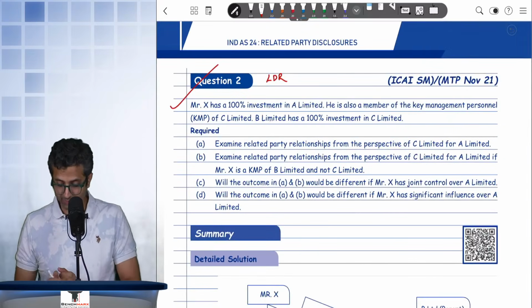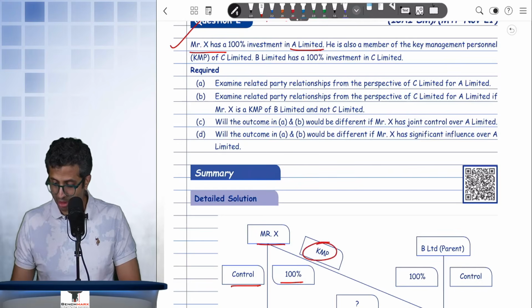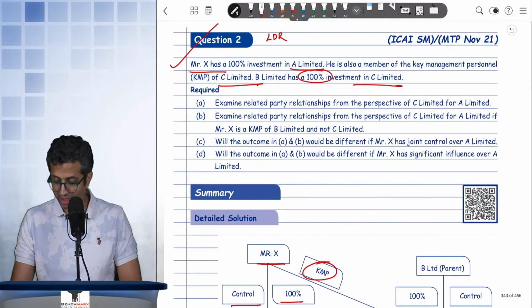Question 2 is interesting. Now Mr. X has a 100% investment, as you can see over here, in company A. He is also a member of the key managerial personnel of company C. Okay, so they are KMP of C, and B has a 100% investment in C.